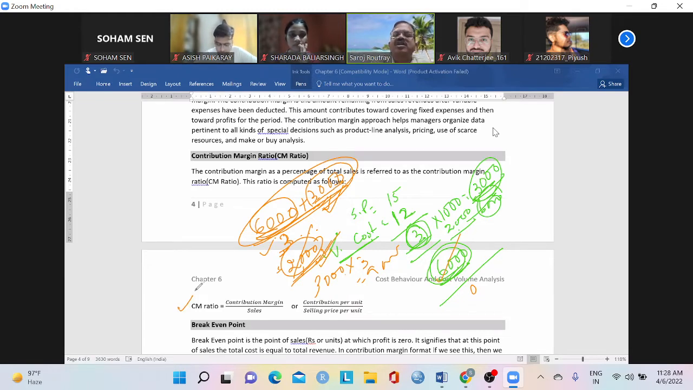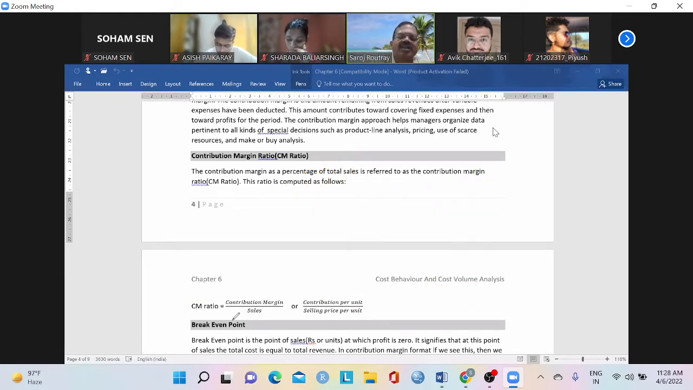So this contribution margin ratio is to be understood in that context, is to be used in those situations. So contribution margin ratio is equal to contribution margin divided by sales, or contribution per unit divided by selling price per unit. Same thing, right? In total you can take or in unit you can take. So the answer will be same. Right? So if you have written this thing, then we'll move to the next.